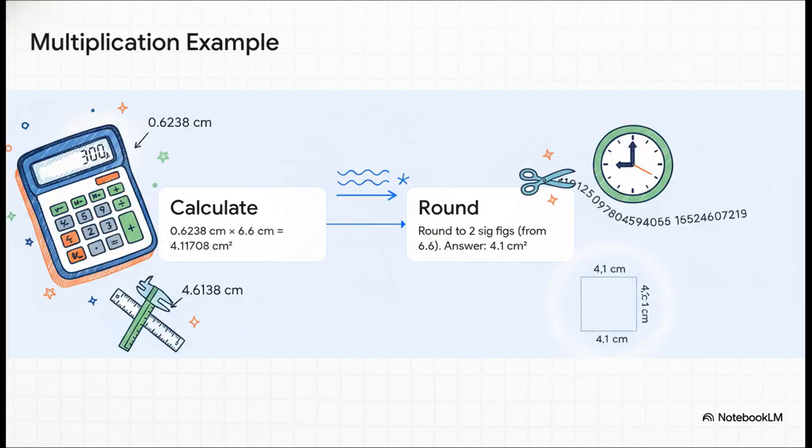Okay, now for multiplication. Let's multiply these 2 lengths. The calculator gives us this long number, 4.11708. But again, we have to check our weakest link. The measurement 6.6 centimeters only has 2 significant figures, while the other number has 4. That means our answer can only have 2 significant figures, so we round our result to 4.1 square centimeters.